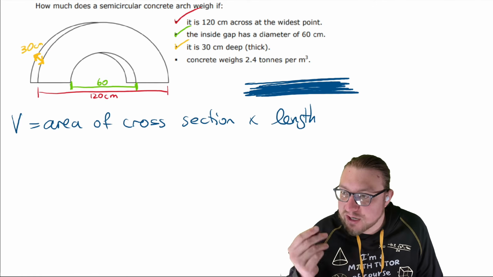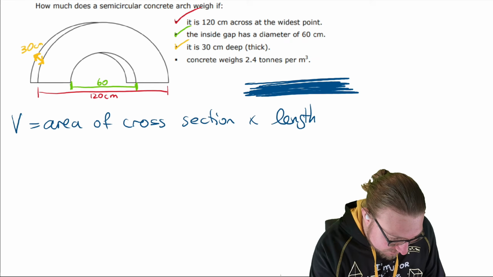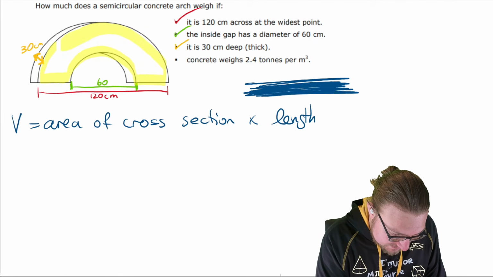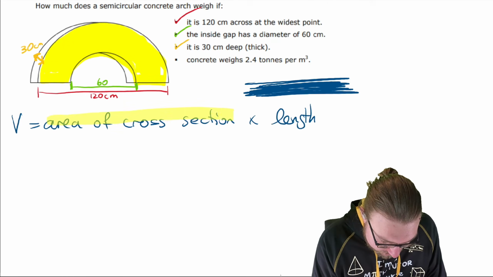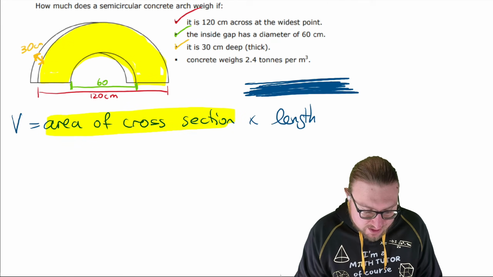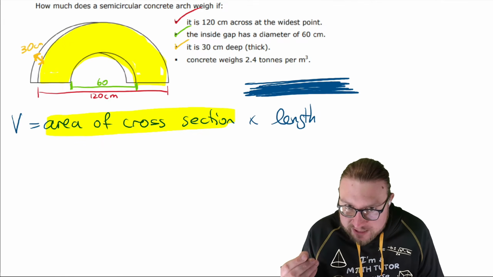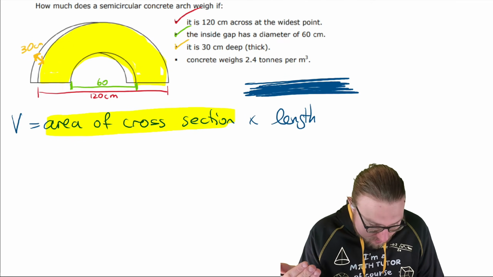It says the area of the cross section. Remember, if you cut it, the area kind of looks like this, right? This kind of shape. That's the yellow part here. So if we look at this part here, that's the first part we need to find. Well, how do we do area? We first look at what shape it is, then we write down what formula it is.